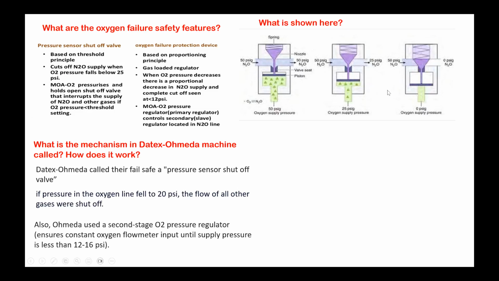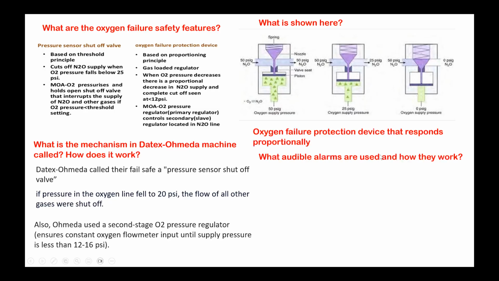And this is a picture to show how nitrous oxide will also stop flowing when the oxygen pressure is dropping. When there is a 50 psi oxygen pressure, nitrous oxide also flows at 50 psi. When the oxygen drops to 25, you can see the nitrous oxide also gets reduced to 25. And when there is no oxygen supply, nitrous oxide is also totally stopped. Okay? So that is how the whole thing works.